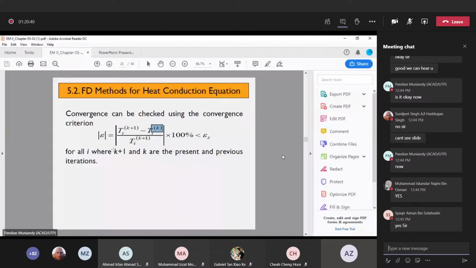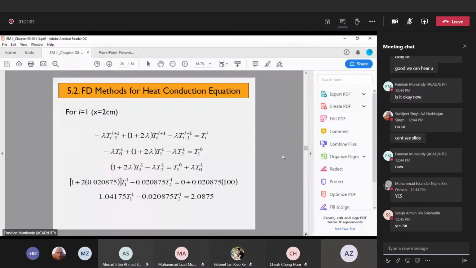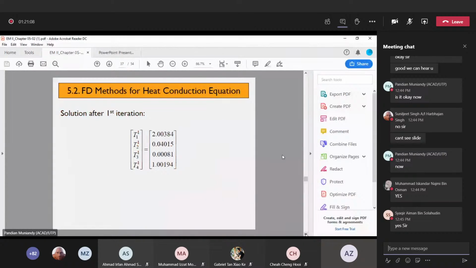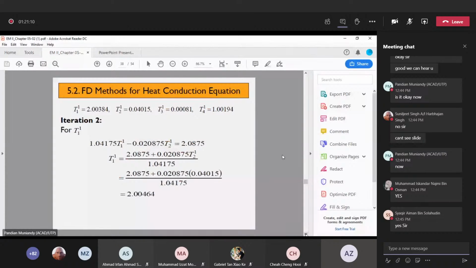This K, the subscript I, is the temperature, T1, T2, T3, T4. So you have to do it 4 times. So K plus 1 and K are the present and previous iteration. These are the iterations. So this equation we will use later on. So you have to wait for iteration 2. First iteration, you already found this answer. This is iteration 1. Now iteration 2, you use this one.